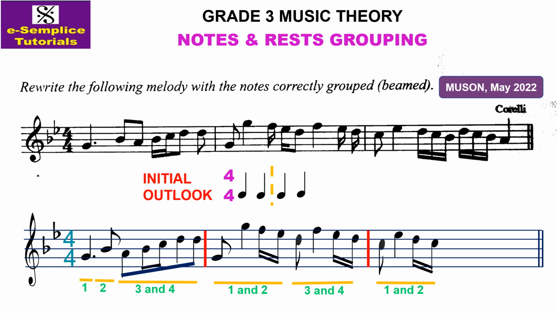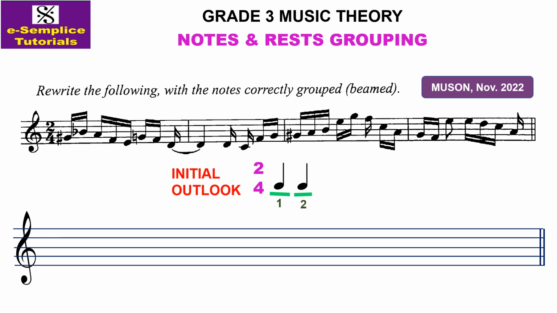So that's beats 1 and 2. And after the middle of the bar, beats 3 and beat 4. Since a crotchet cannot be beamed because it has no flag or tail, it stands alone as beat 4.